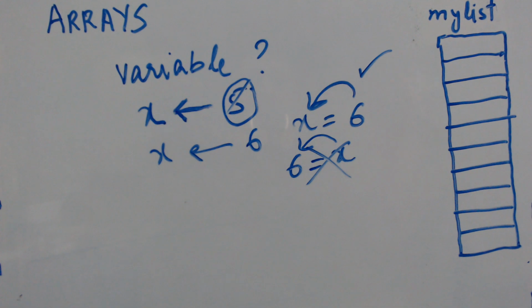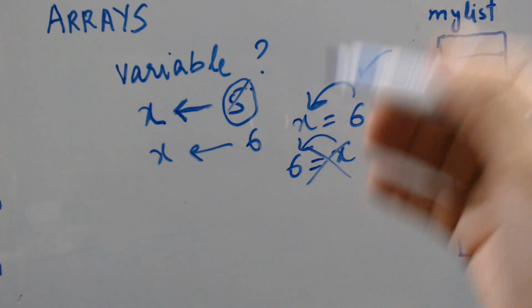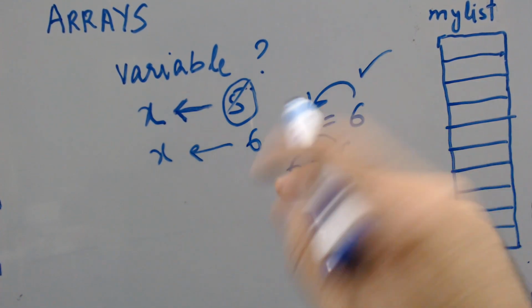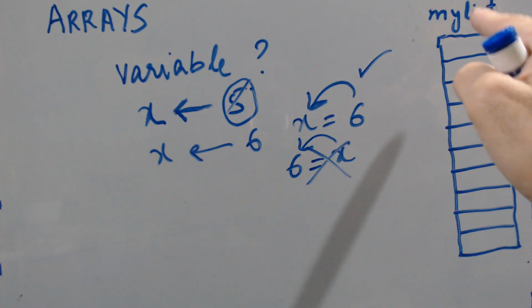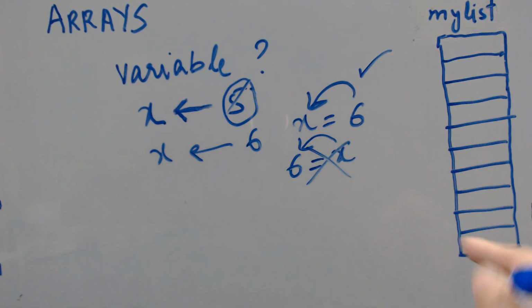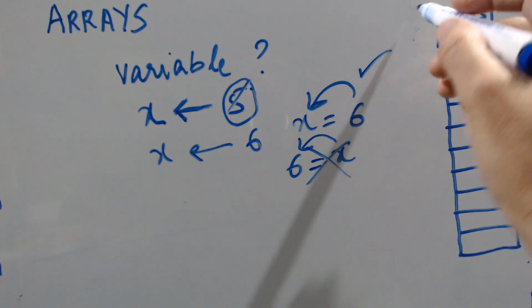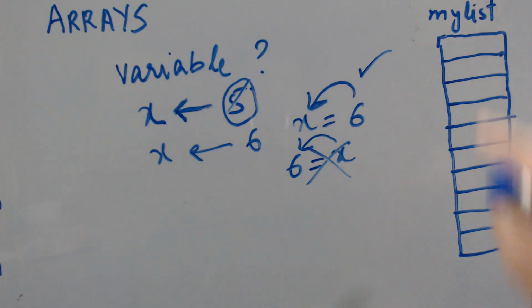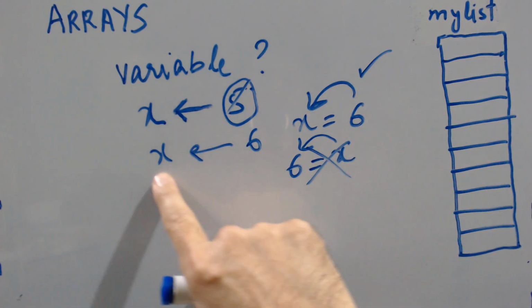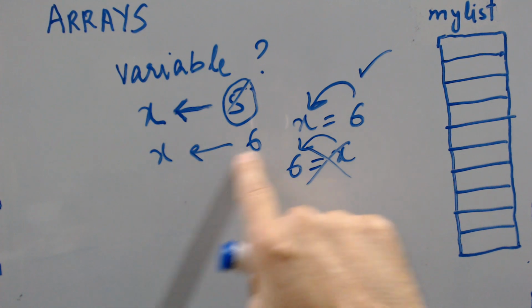Now what is an array? Basically, as you saw, a variable can only store a single value at a time, but the array can store multiple values, but it also uses a single name. Let's say in this example it is using a single name mylist, but mylist can hold many values at one time, while the variable can hold only a single value.